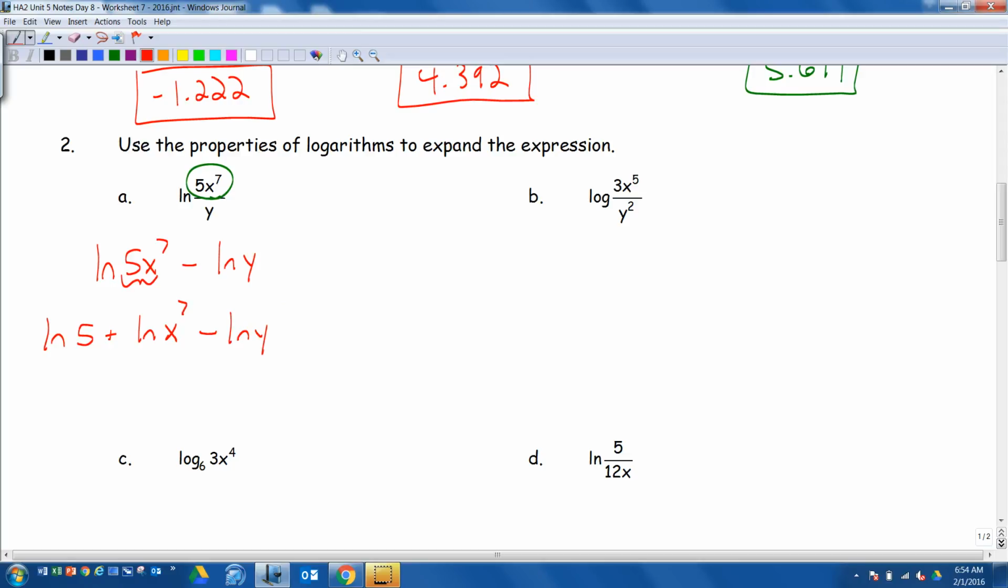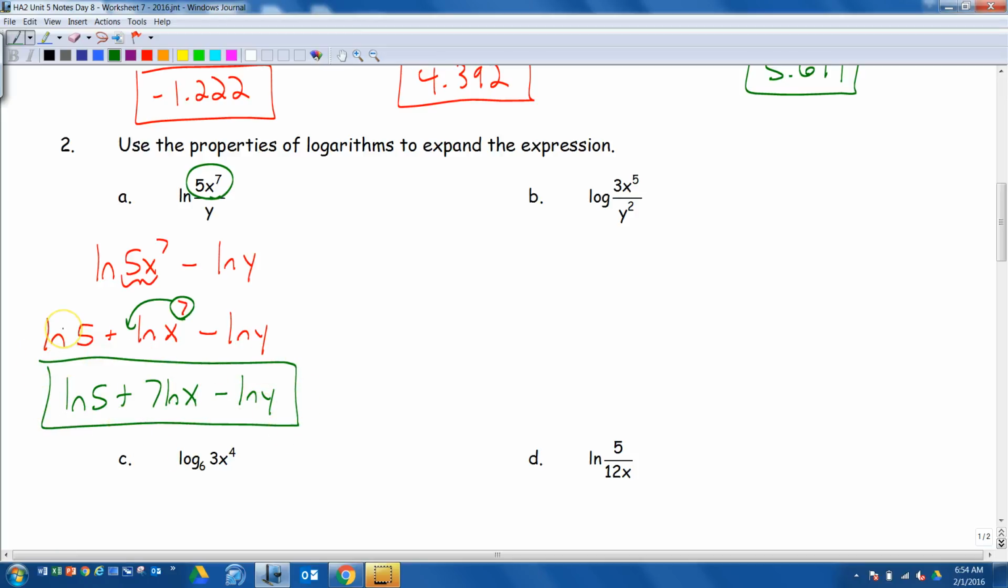Finally, to expand, we want our powers out in front. Now you can bring this guy down because it's just to that one thing. You can't do it when it was to both of those because it wasn't to both of them. So our final answer is the natural log of 5 plus 7 times the natural log of x minus the natural log of y. And again, I'm just using properties here.